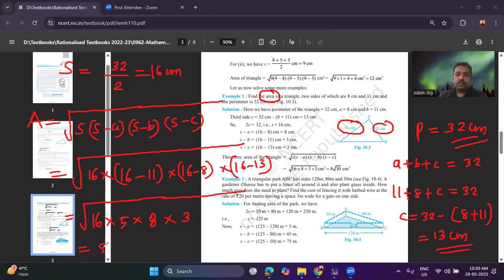So the final answer will be 8 root 30 centimeter square. This is the area of this triangle. In this way, we can easily calculate the area of any type of triangle.